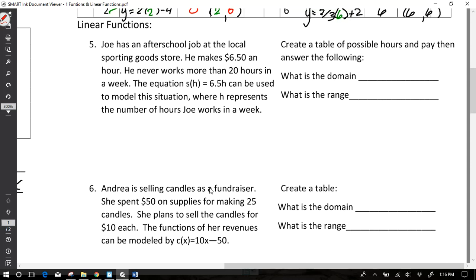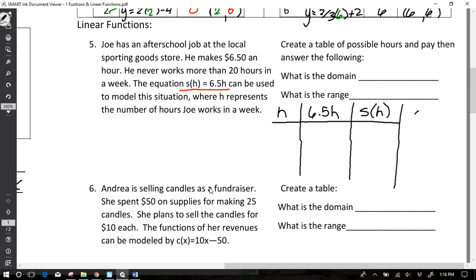So what we're going to do is take what we know. First we have this equation. All right, so I'm going to make my table. The S of H is actually going to be my Y values. My input values will be the hours. 6.5H, and then that's going to equal S of H. And if you wanted to, you could put those together, and these would be your ordered pairs out here.